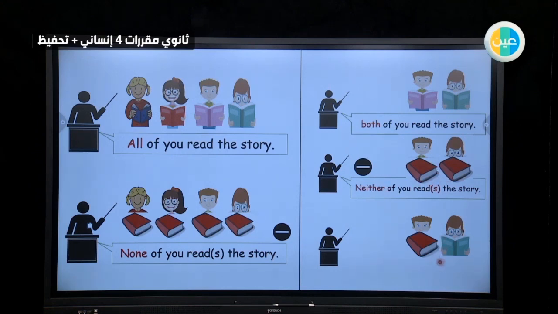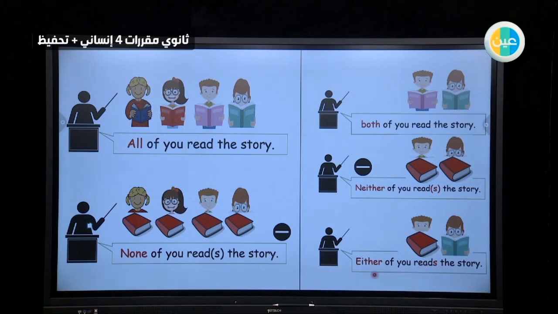What about this? What can you see? One of the students is reading, the other is not. So, either of you reads the story. We have to write S here. Either of you reads the story. The verb here is singular only. That means the teacher wants just one of them to read the story. It does not matter who, the one on the left or the one on the right. Either, any one of you. Just one of you reads the story.